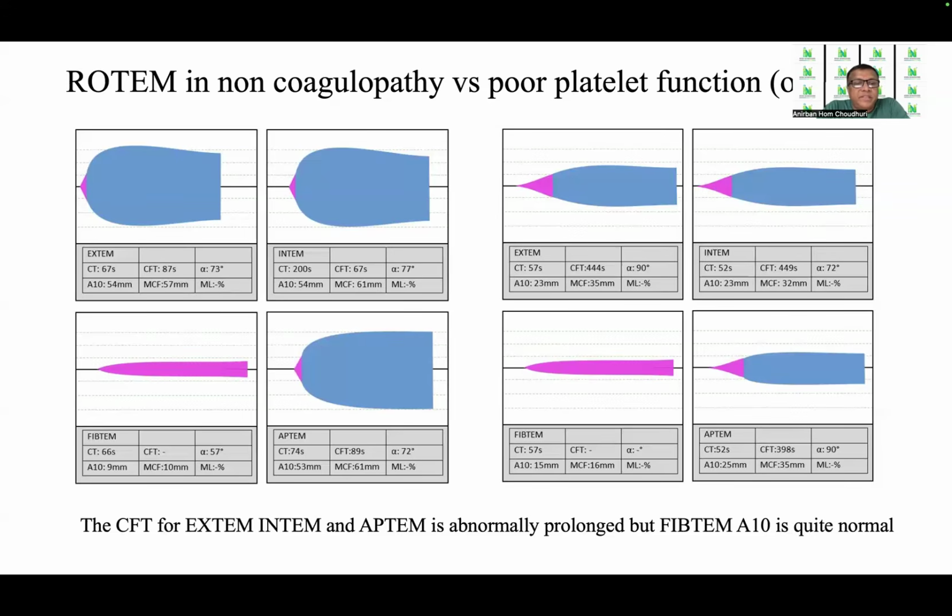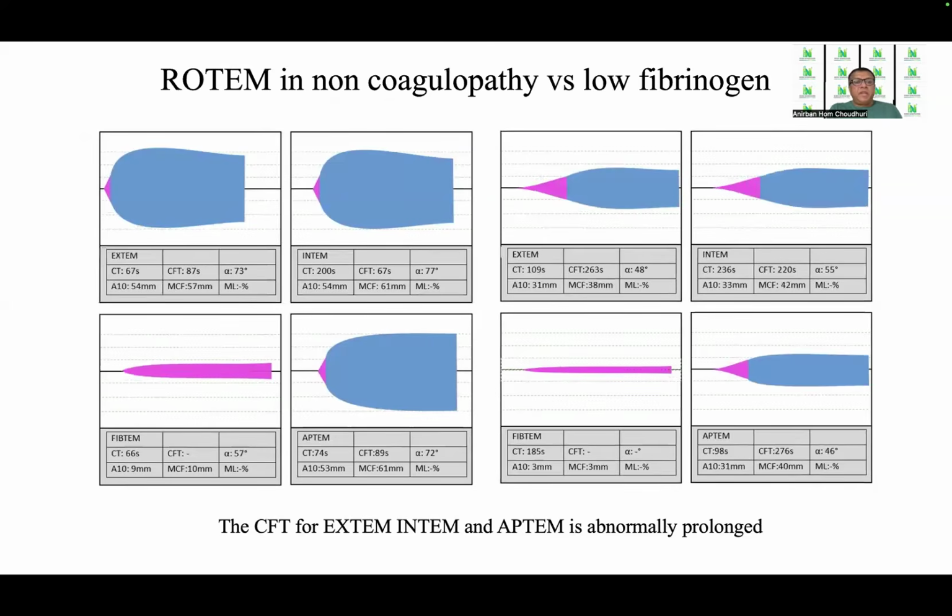So in EXTEM, INTEM, and APTEM, the CFT is abnormally prolonged, but the FIBTEM A10 is normal, which means that we can exclude fibrinogen deficiency as the reason. So this is primarily because of poor platelet function. Again, you look into this ROTEM in a non-coagulopathic patient versus in low fibrinogen. Here you can see the clot formation time for EXTEM, INTEM, as well as in APTEM is abnormally prolonged. So this is again on account of low fibrinogen.